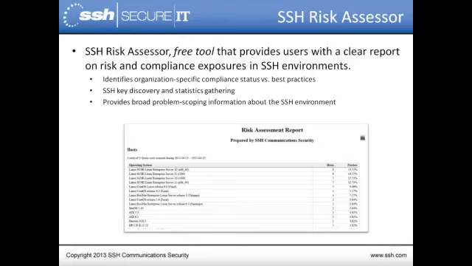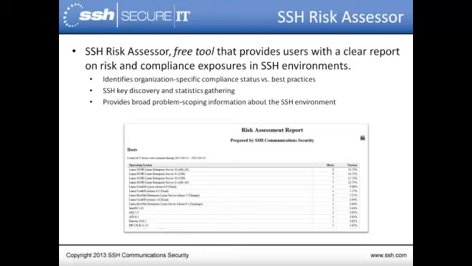Well, to take things to the next level, because after all that was just based on a sample, it's best to get some quantitative metrics that look at a larger number of systems. And in order to do that, you have to have some automation. Well, SSH Communications has a tool, the SRA tool, the SSH Risk Assessor. It's a free tool on the SSH Communications Security website that will examine all SSH servers and clients within a network and identify certain metrics about those keys and the trust relationships that are defined on those servers.